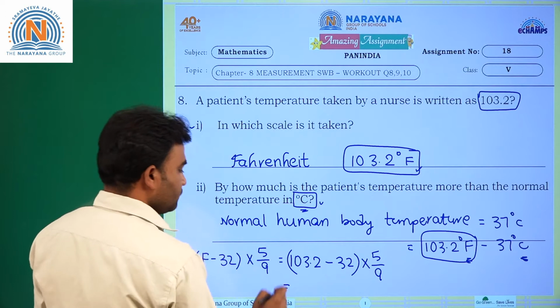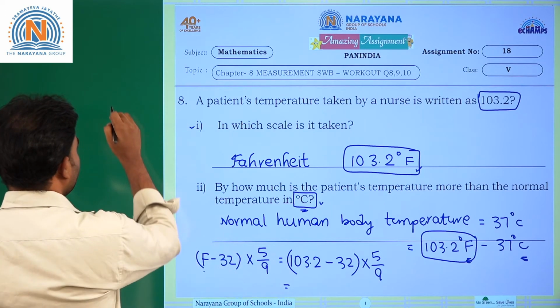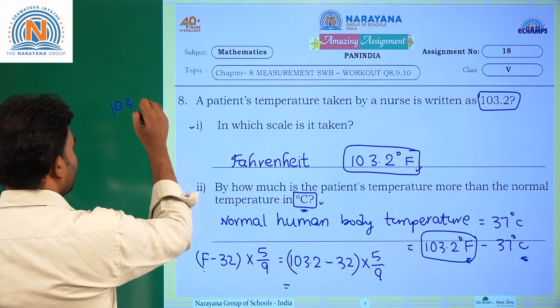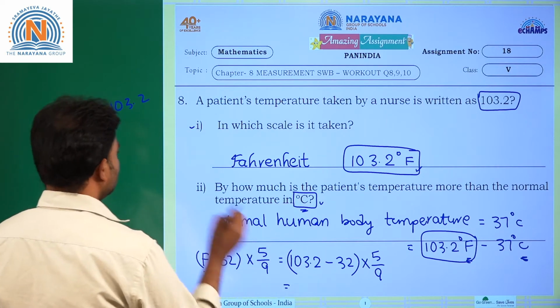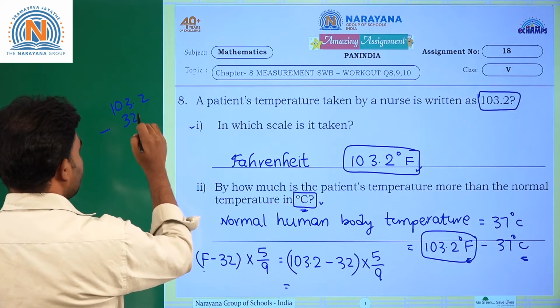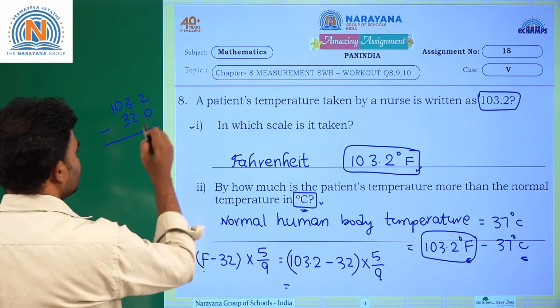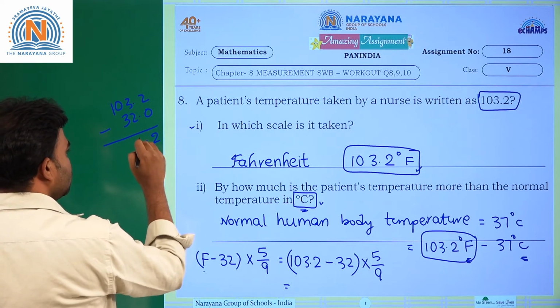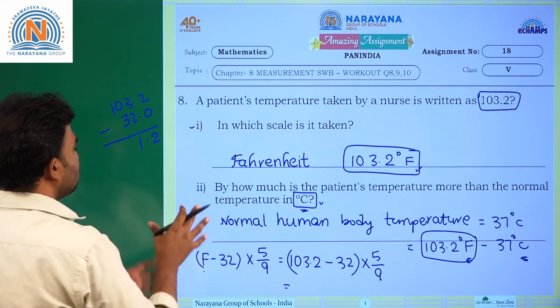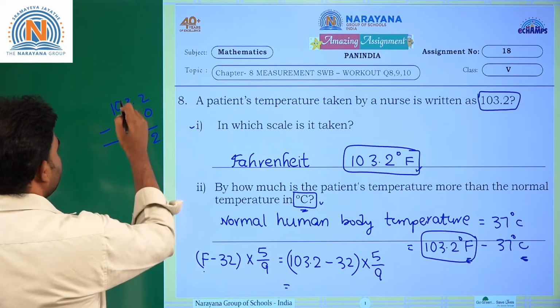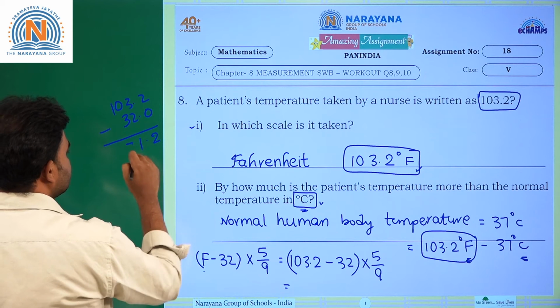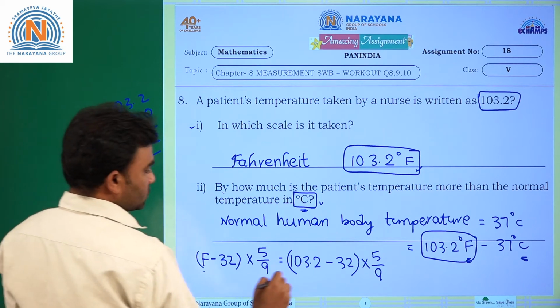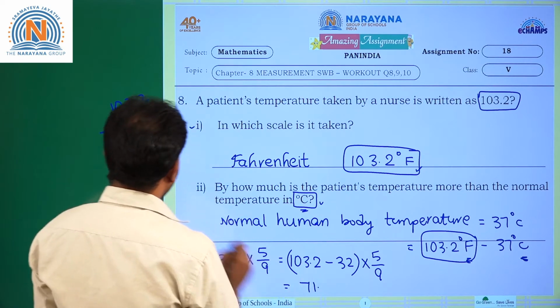Take the problem, 103.2 minus 32. That can be written as 32.0. 2 minus 0 is 2. Point as it is. 3 minus 2 is 1. 0 minus 3 is not possible, then take 1, that means 10 minus 3 is 7. So the result is 71.2.